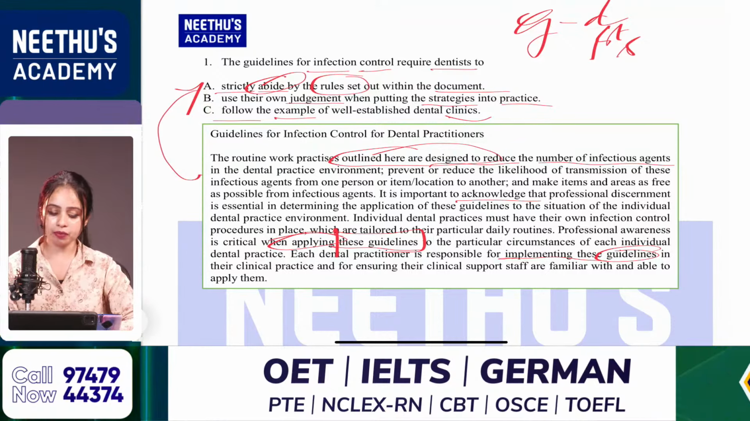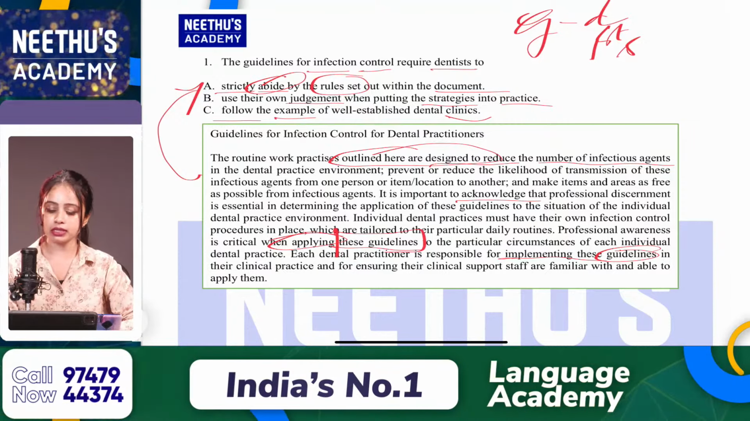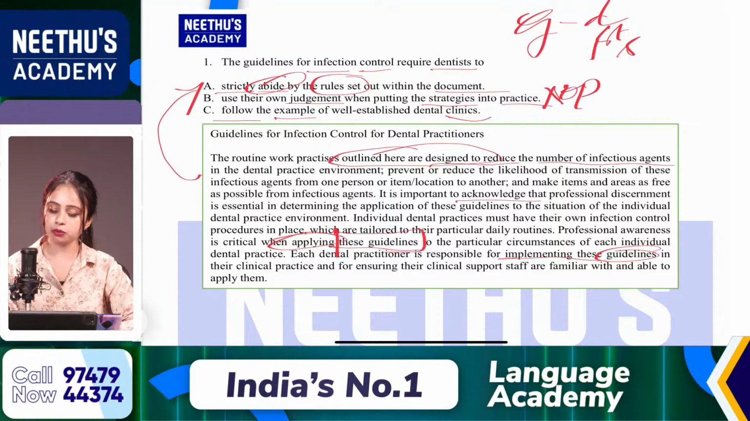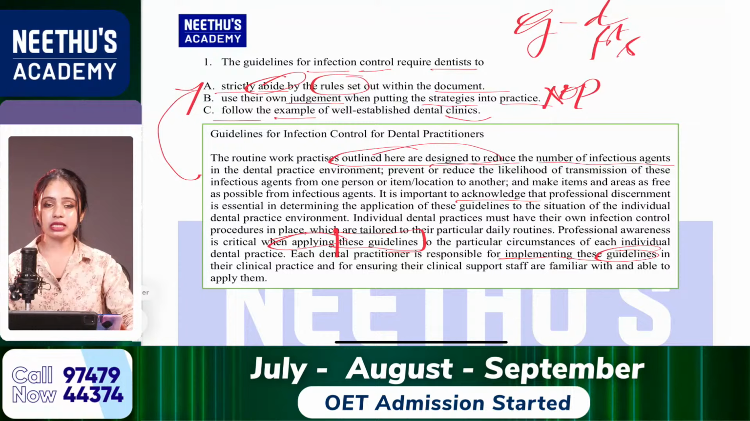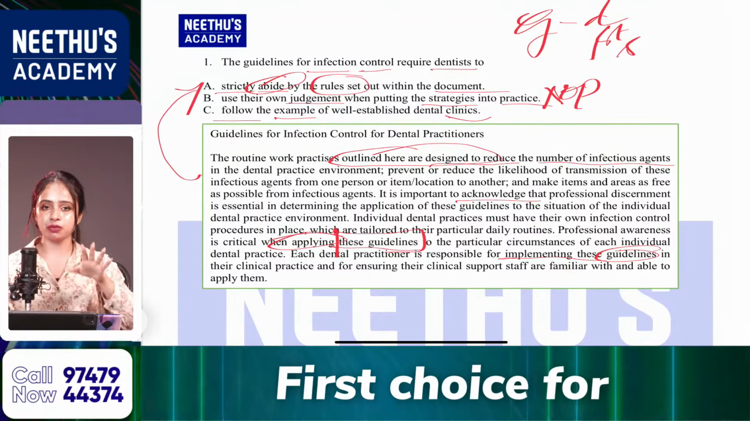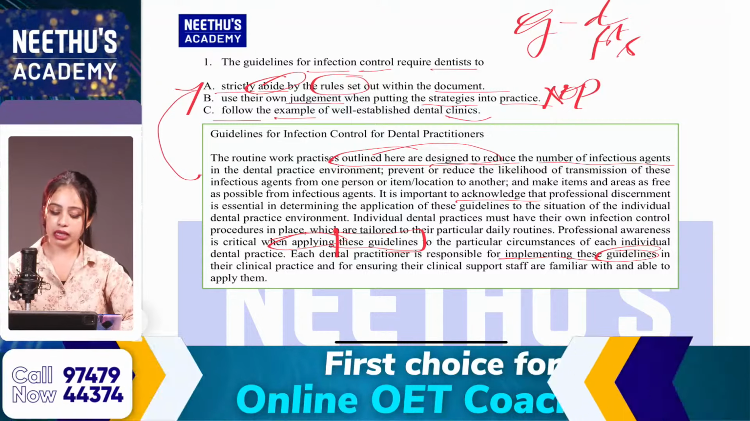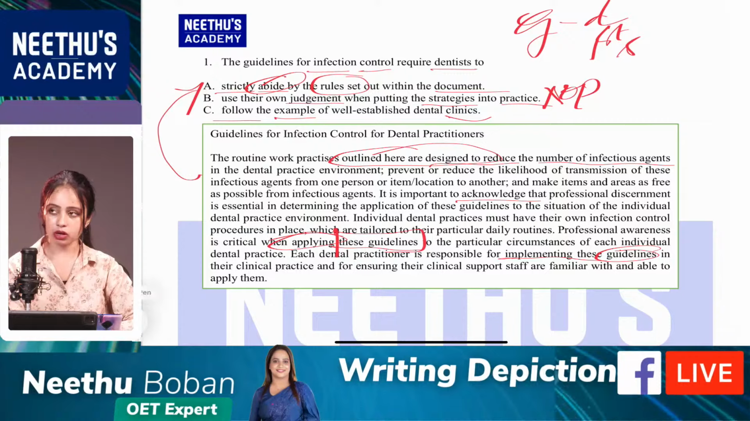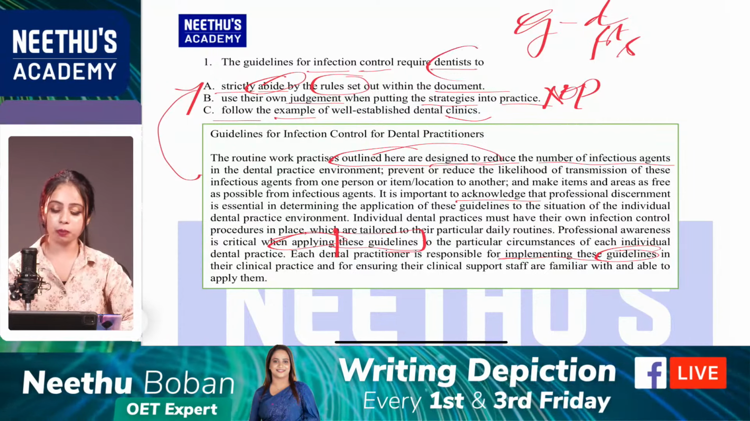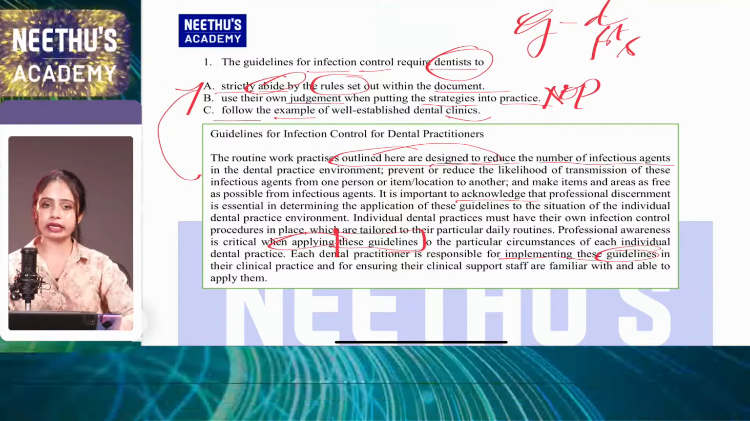And option B, use their own judgment when putting strategies into practice. That is a contradictory or opposite option. Why is it contradictory? Because they are not using their own judgment here. Who? This dentist. They are following these guidelines, these rules. So it is a contradictory option, or I can say opposite option. They are not following their own judgment. They are following the guidelines, the document.